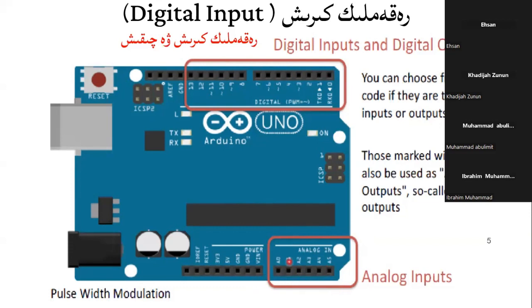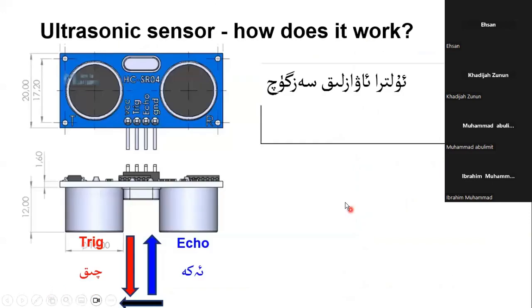This is analog input, so you can put in more numbers. Digital is just two, like only on and off. That's it. For analog, you can add more inputs.